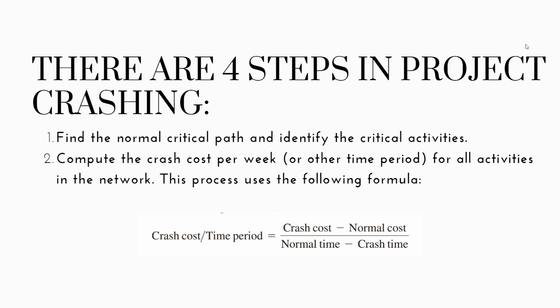There are 4 steps in project crashing with CPM. First is find the normal critical path and identify the critical activities. Then, we should compute the crash cost per week or other time period for all activities in the network. This process uses the following formula. Here we can see that the crash cost per time period is equal to crash cost minus normal cost over the normal time minus the crash time.